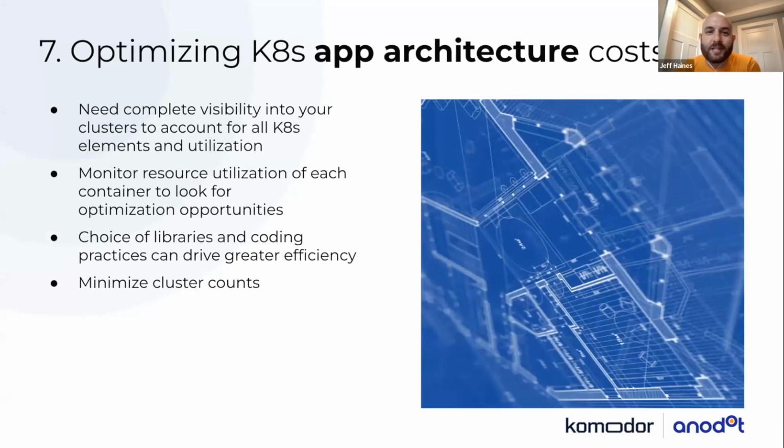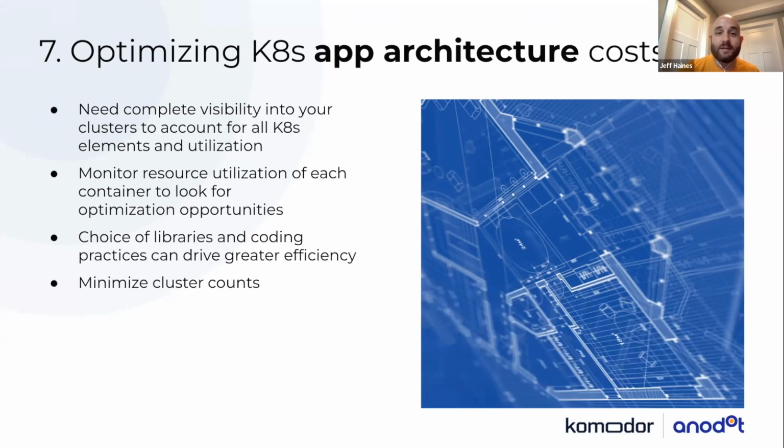Optimizing your application architecture to reduce costs is highly specific to each application you have. At a high level, you'll want complete visibility into your clusters to account for all Kubernetes elements and resource utilization. You want to monitor resource utilization, which will let you look for macro opportunities to reduce that resource utilization in your code by looking at whether or not a container is using more resources than you expected.